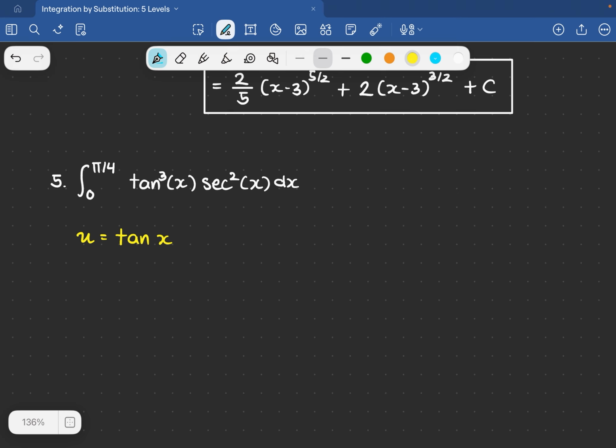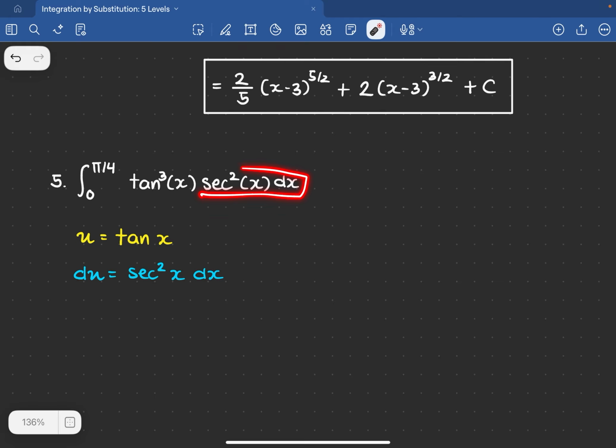So like I said earlier, U-substitution is more of a trial and error, but through practice it becomes pretty easy to spot which is the right choice. So if we let u be equal to tangent x, du will be equal to secant squared x dx, perfectly eliminating this problem, and then the u would deal with this one.